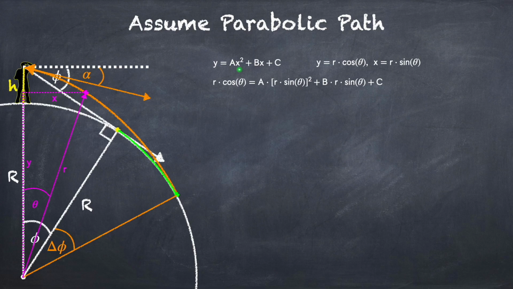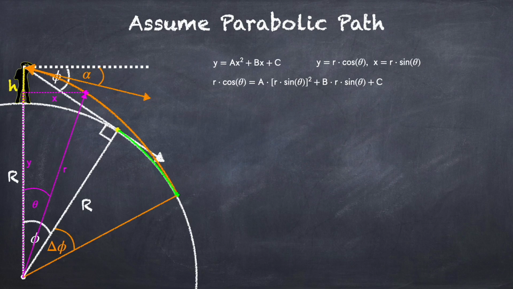Now to simplify this a little bit, we're going to use a small angle approximation because we know that we can't actually see that far along the surface of the Earth. So that means that phi is a small angle and delta phi is a small correction to phi, at least we expect it to be. So phi plus delta phi is going to be small. And so theta, which is always going to be less than that value, is also going to be small everywhere.